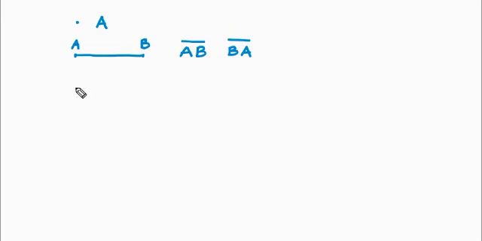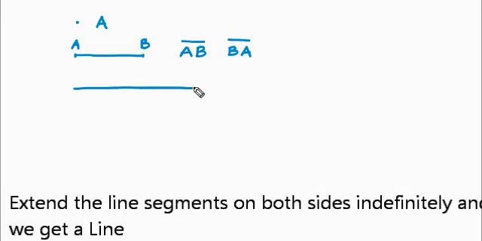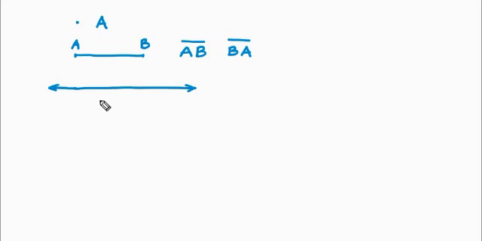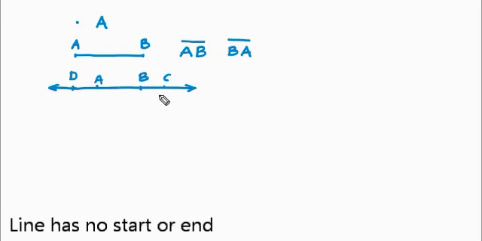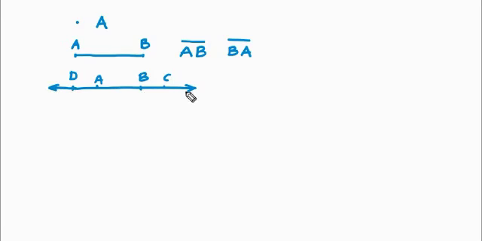Now if we have this line segment and we extend it on both sides indefinitely, this side, and we extend this side also indefinitely. In this case, we had this point A and point B, and we have extended this indefinitely. So there are many other points which are added. So let's call this point C, maybe this one as point D. So this is a line. A line has no start or end. It extends indefinitely on both the sides.